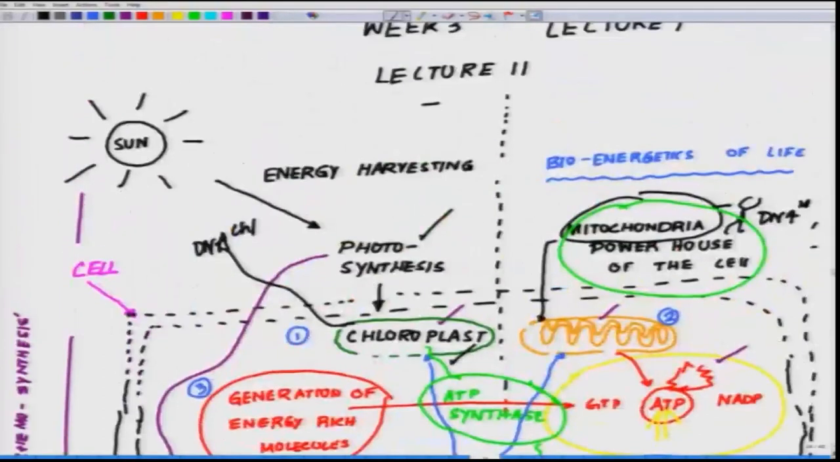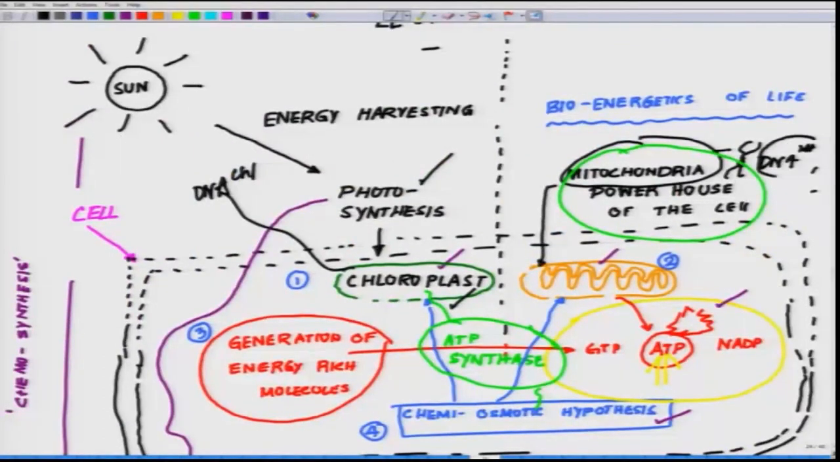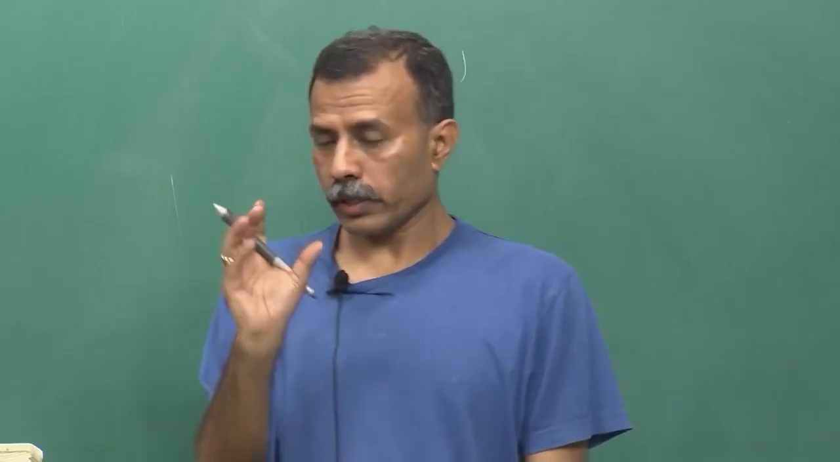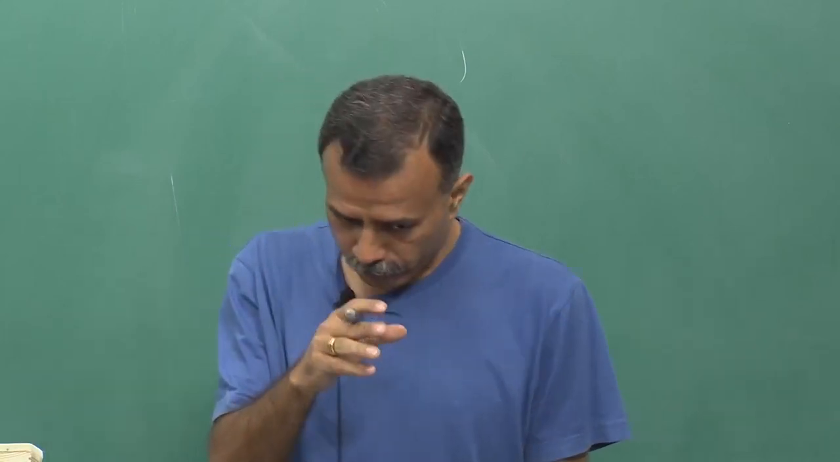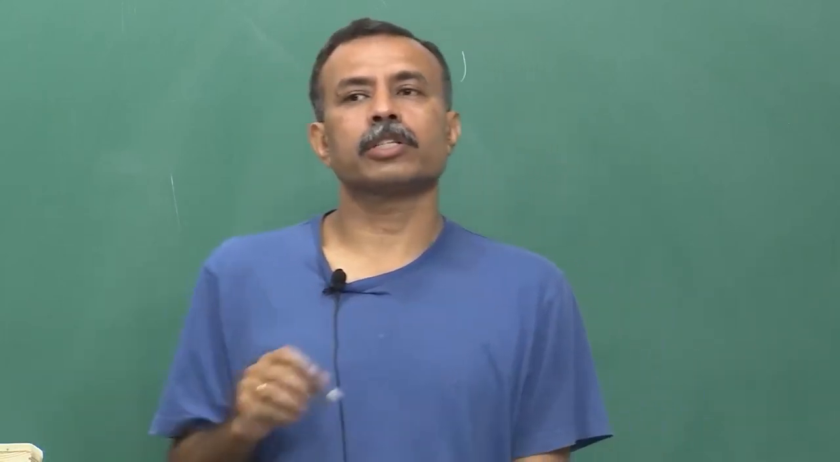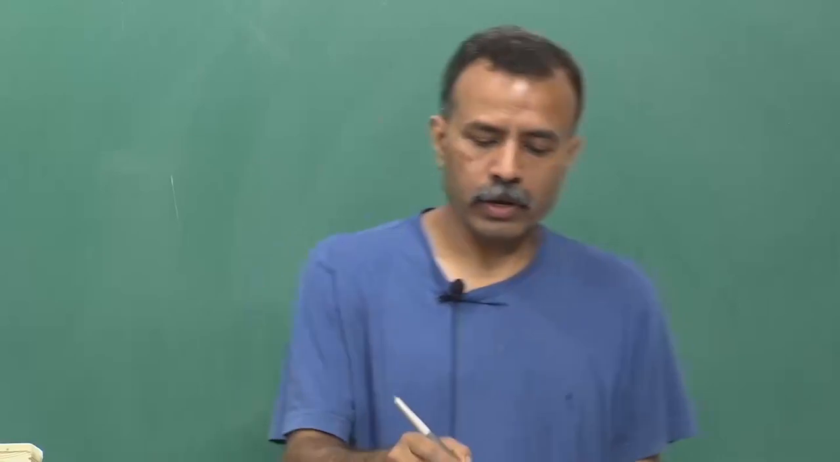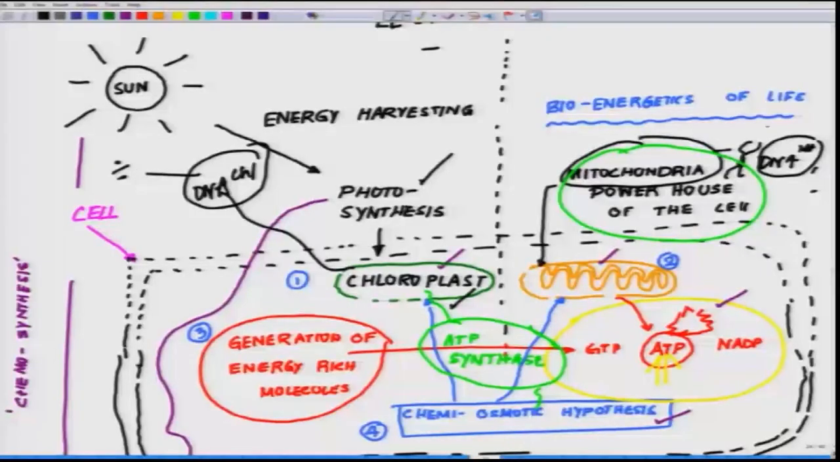So, once again, this is mt DNA, which is the mitochondrial DNA, and chl DNA is the chloroplast DNA. Though they have their own DNA, and interestingly, it is their DNA which is responsible for the replication and everything. All their division is carried out by their own DNA.